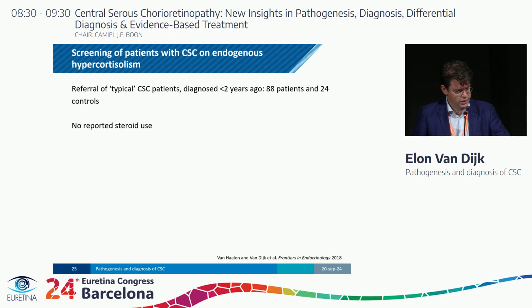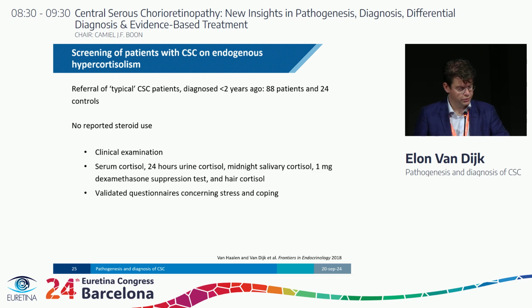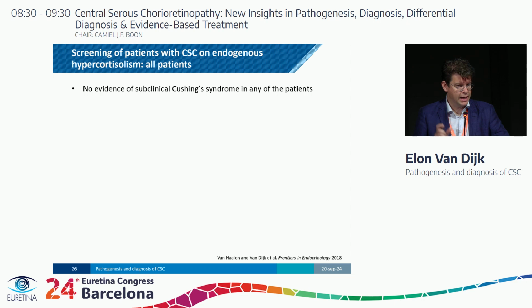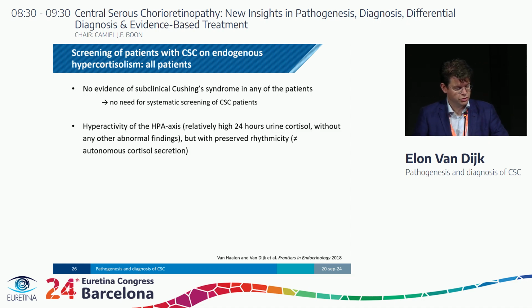That's why we looked in a quite large cohort of 88 patients with chronic CSC and 24 controls with the best endocrinologists we have in the country. We really turned the patients upside down in terms of not only testing for hypercortisolism, but also looking at personality traits. So we did a lot of testing on cortisol in urine, in hair even, in saliva. And we wanted to see if they have different cortisol metabolism. And in none of those patients did we find evidence of subclinical Cushing syndrome. So you don't have to think about that if the patient doesn't have any complaints of Cushing syndrome. So there's no need for systematic screening in CSC patients.